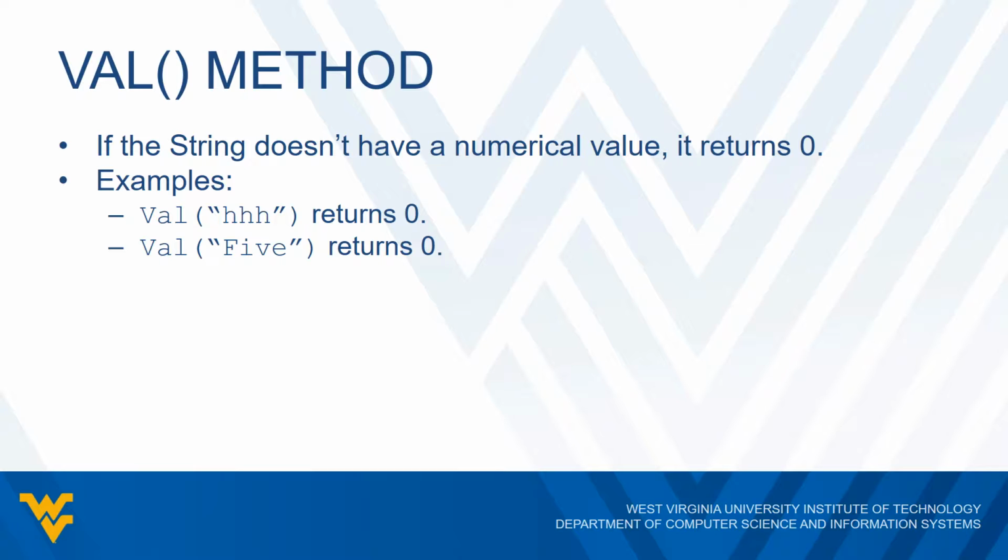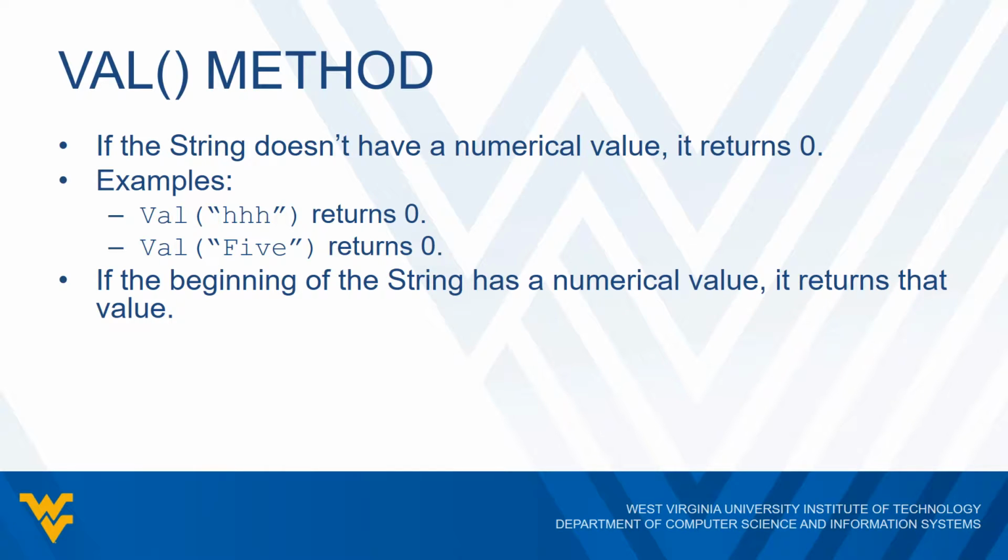Now, what's also interesting about the Val method is if the beginning of the string is a numerical value, even if the rest of it is complete garbage, the Val method will return that portion of the string as a value. So what that means is as long as the beginning part is a valid number, it doesn't matter what comes afterwards, the Val method will return that initial number. And this is actually useful in several situations, especially when we're trying to parse different types of strings. So let me give you a couple of examples where this works.